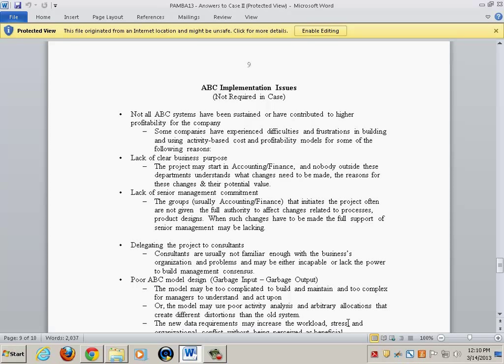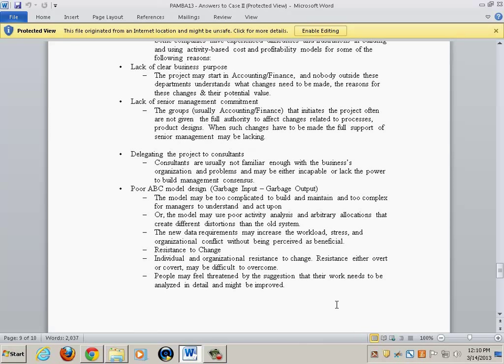It's just issues. The idea is maybe ABC is a good method, but when it's implemented, there can be issues. There can be important issues in terms of the quality of implementation. So there's a listing here and arise, self-explanatory. If there are any questions, I'd be happy to answer them.